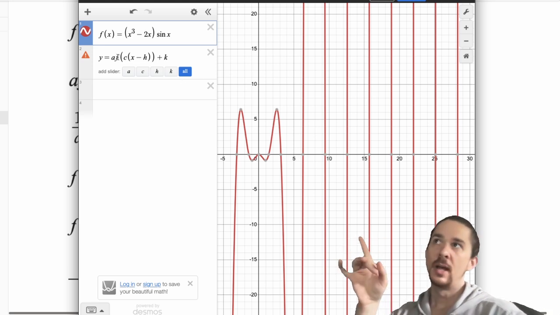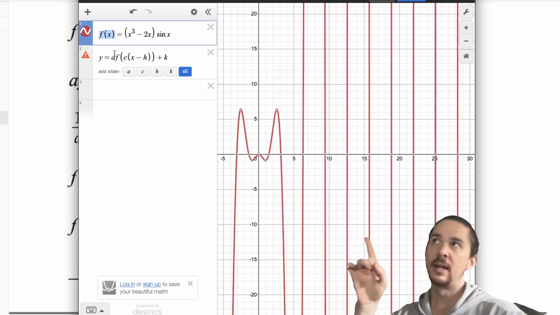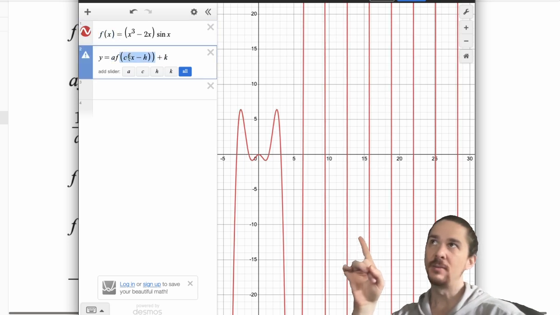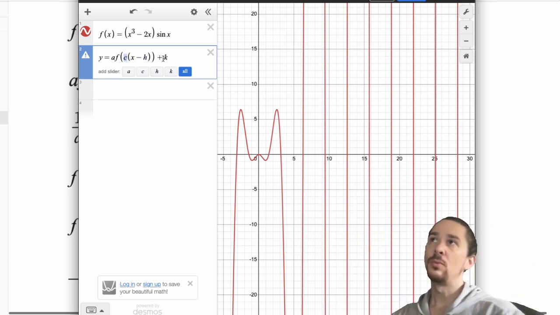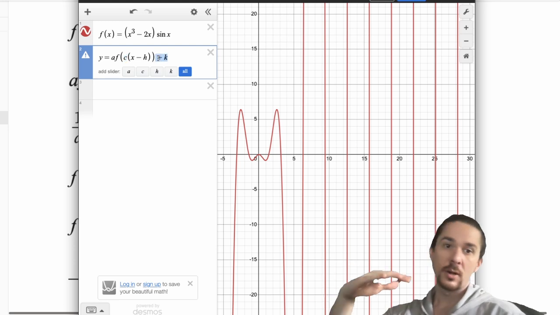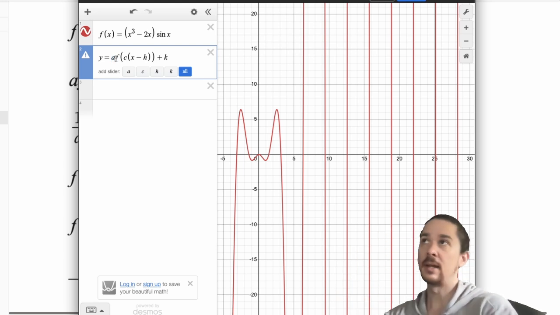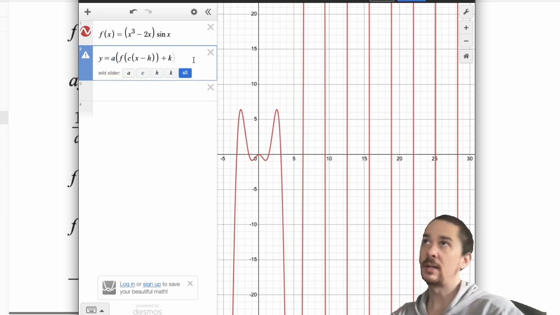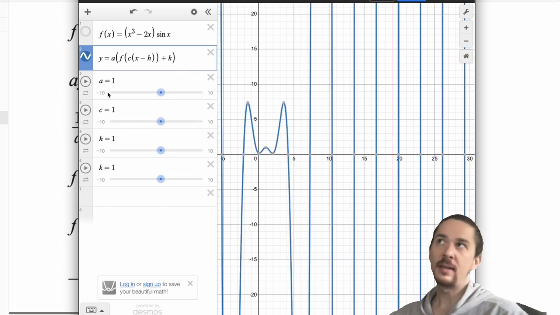Here's what I want to do. I've defined f of x here, and then I've written a times f of, inside we have x minus h, that's our horizontal transformation, times c. This is our horizontal stretch, our scale factor. And then we have plus k, which is our vertical transformation. And we have times a, which is our vertical scale factor. I'm going to put one more set of brackets there. Now, we have this option to add sliders for a, c, h, and k, and I'm going to add sliders for all of them. So here's our function if a, c, h, and k are all equal to 1.